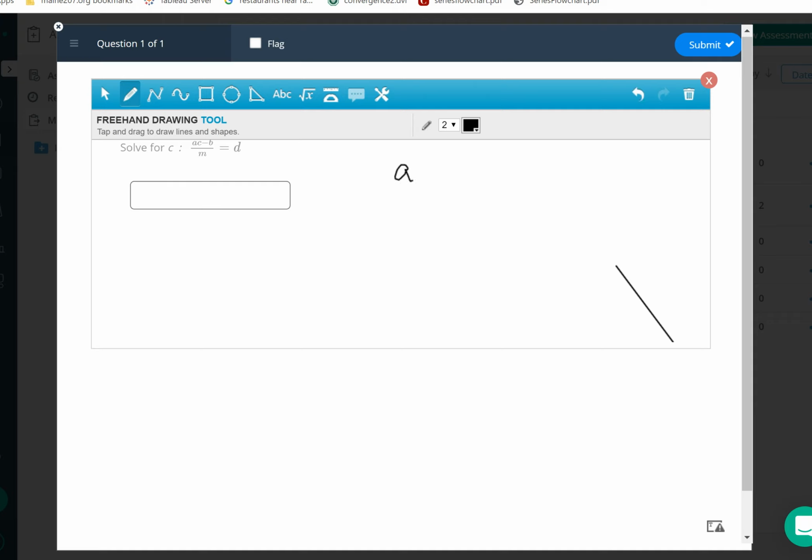I'm going to write AC minus B all over M equals D. This is going to allow us to get pretty close to being able to show work. Obviously, if I'm trying to get C alone, the very last thing that I would have written on this left-hand side would be the dividing by M, that fraction. So I'm going to multiply by M here, and I'm going to multiply by M here. And that's going to leave me with AC minus B is equal to MD.